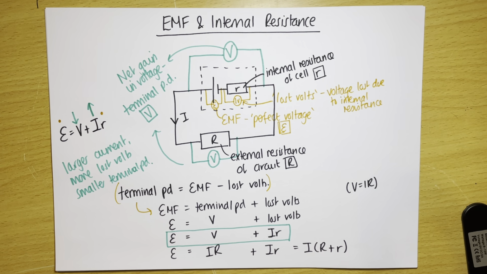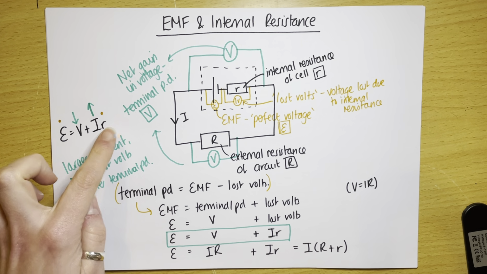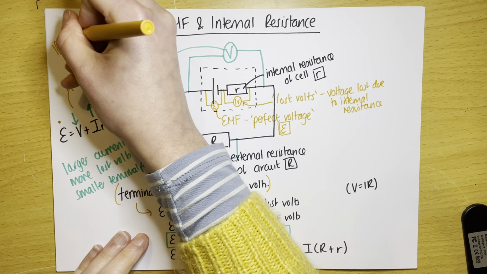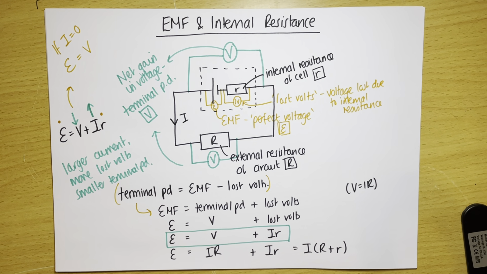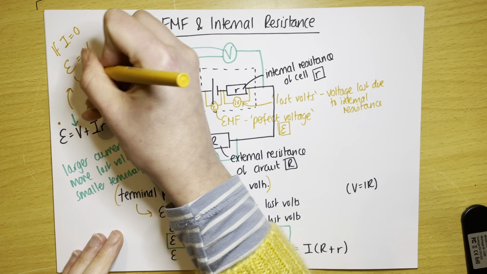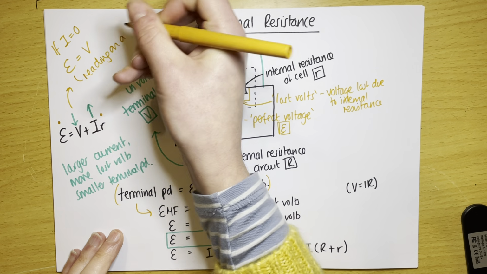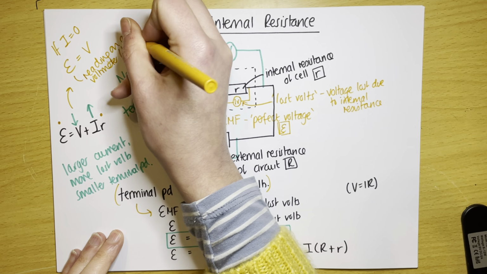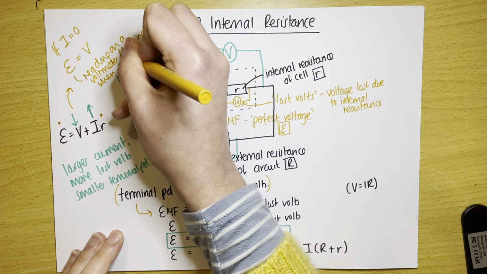But this also works in the reverse way. Have a think about, what if there's zero current? What could I say about this equation? Well, if I equals 0, I get that E equals V. So another way of defining EMF is the reading on a voltmeter, or we can say the terminal PD, when the current in a circuit equals 0.